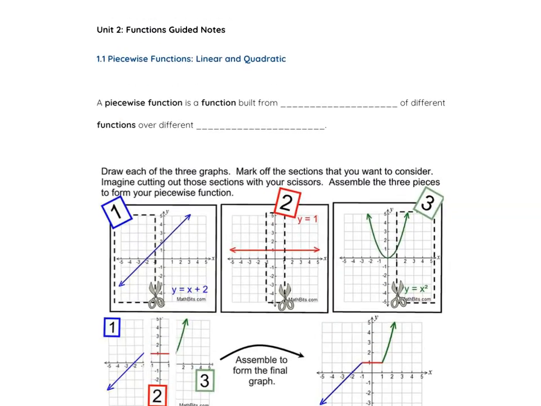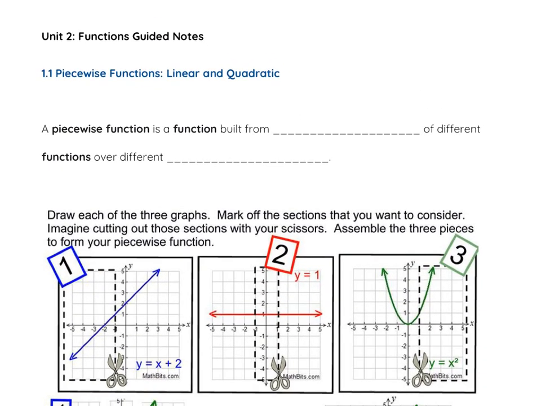In this video, we're going to be talking about piecewise functions, and we're going to start off by defining what they are. So a piecewise function is a function built from pieces of different functions over different intervals.